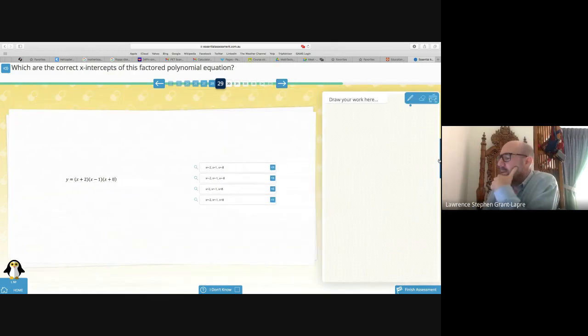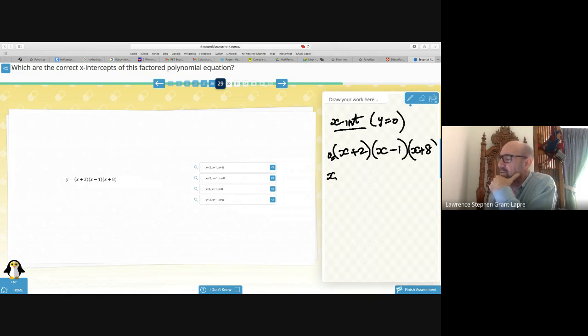All right, so the x-intercepts is when y equals 0. And if it's already factorized, 0 equals x plus 2, and so on. That bracket could be a 0, or that bracket could be a 0, or that one. So x plus 2 equals 0, or x minus 1 equals 0, or x plus 8 equals 0.